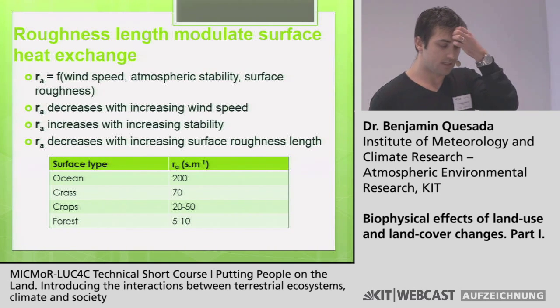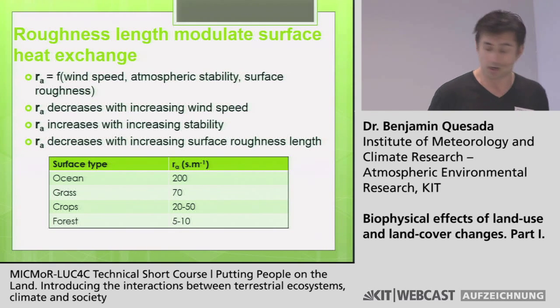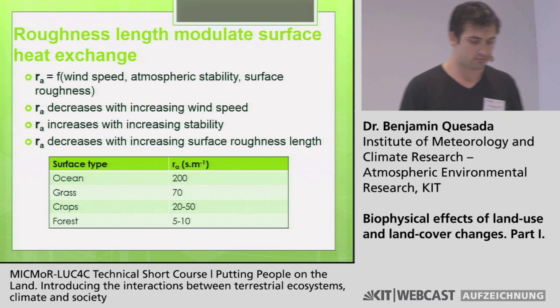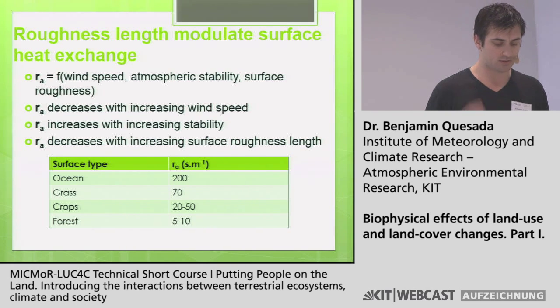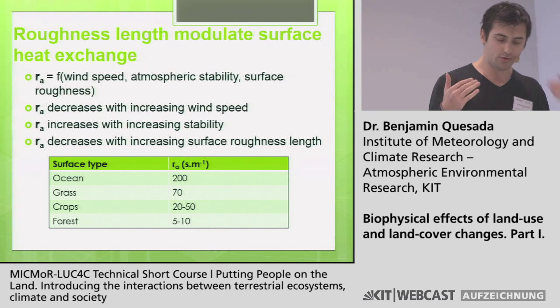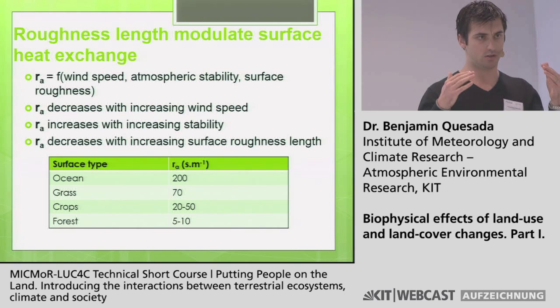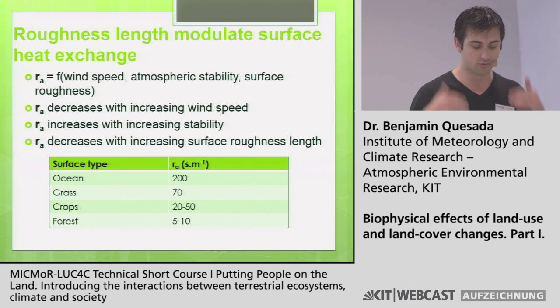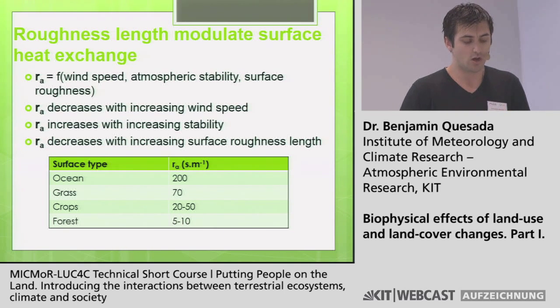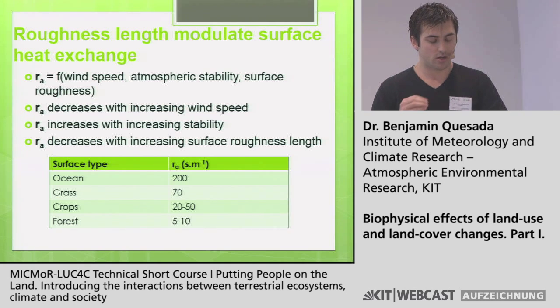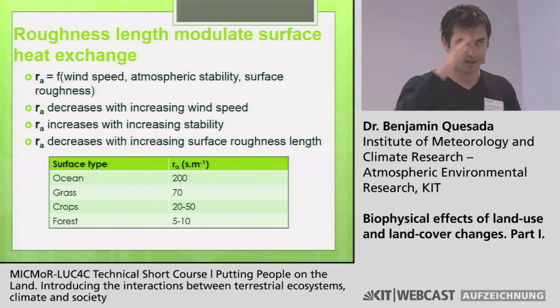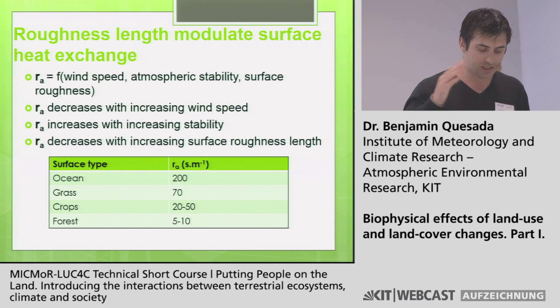Let's see now the characteristic of roughness, and RA, which is the aerodynamic resistance. It's basically related to wind speed, atmospheric stability, and surface roughness. So when you increase the wind speed, you will favor the release of the fluxes through turbulence, so the resistance of this physical land type will decrease. When you have increased atmospheric stability, it means that the gradients of temperature and humidity are smaller, so it will be more difficult to release the surface heat fluxes, so the resistance is increasing.